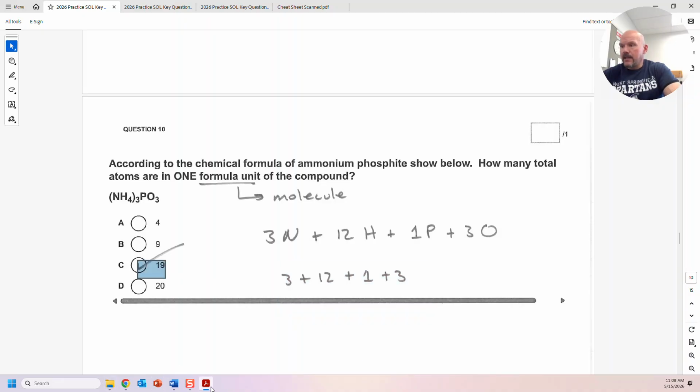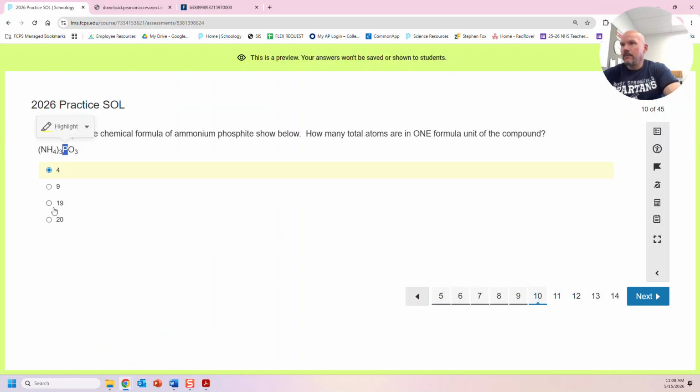And if you need to, it's not a time test. You have plenty of time. You've got all day if you need it. And so if you need to use a calculator, calculate it.